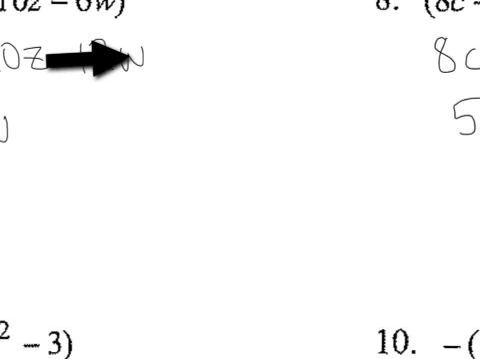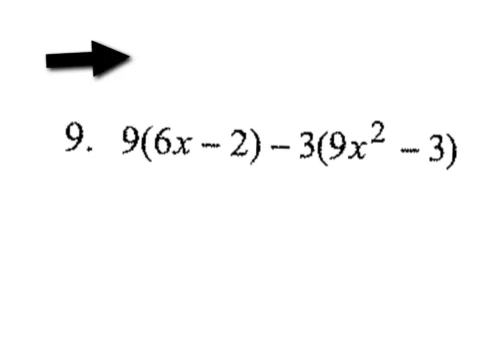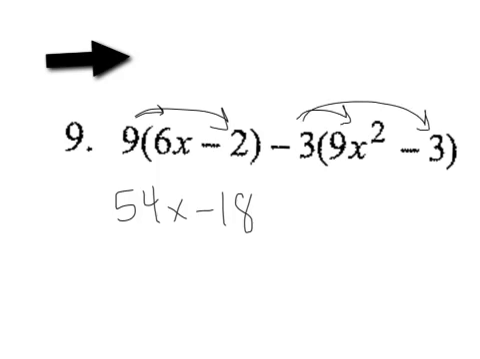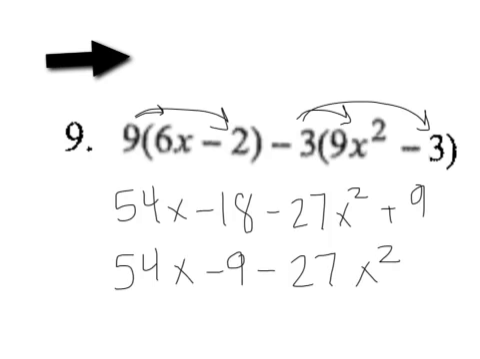Now we've got 2 more left on this page. We're distributing the 9. We've got 54x minus 18. And we're distributing the negative 3. That minus goes with the 3. So we have negative 27x squared, then a plus 9. So the x's we leave alone. Now the numbers, you have a negative 18 and a plus 9. Those together make a negative 9, and then you have your negative 27x squared for your answer.